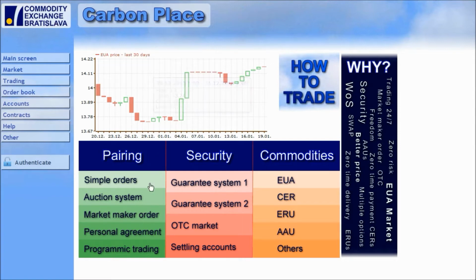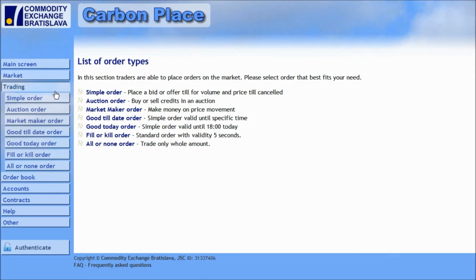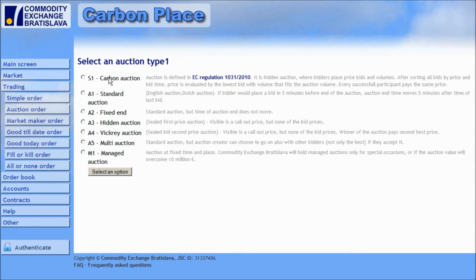In this tutorial we will take a look at basic functions of the auction system: creating an auction, participating in an auction, and closing the auction. First let's take a look at the auction order. You can create one by going to Trading menu, and clicking on the auction order link. Now you have to select the auction type. The auction type determines how the process of the auction will look.